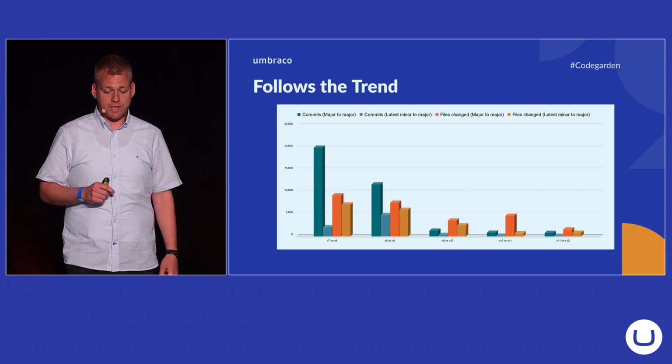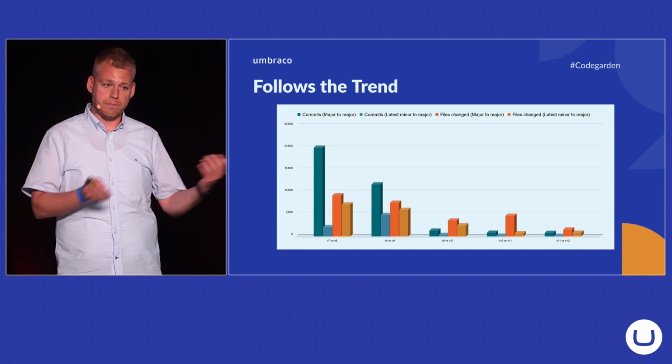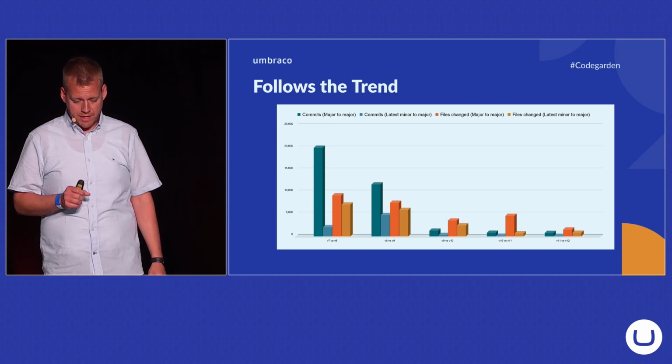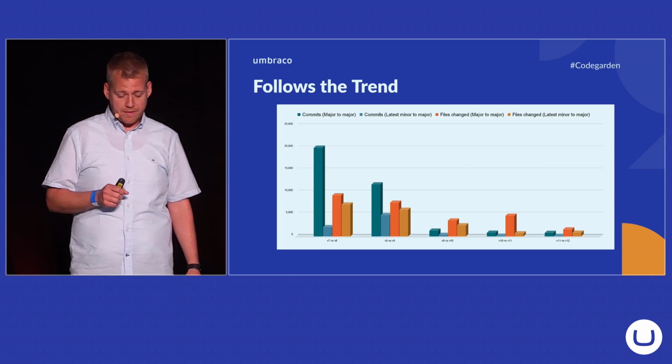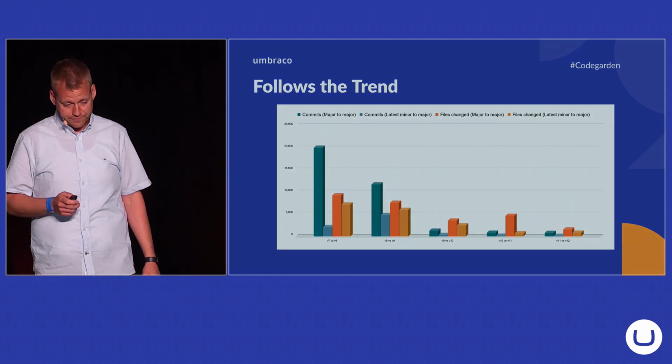And I think this clearly shows that the latest releases have been easier to upgrade to compared to back in the day. Maybe you will notice a small spike between 10 and 11 in the orange bar, and this was because we reformatted our entire C# code base.